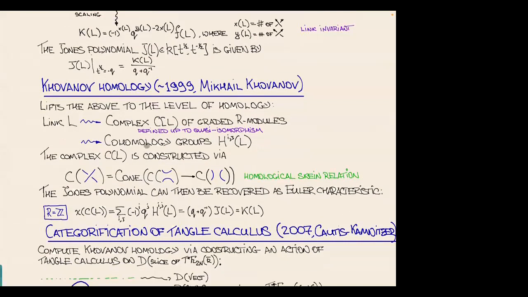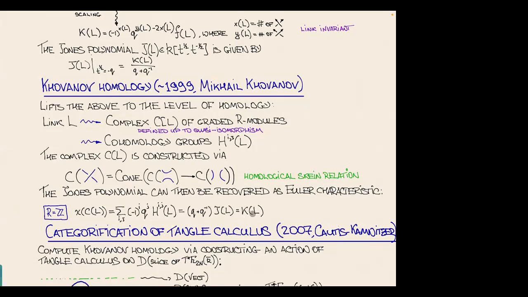So what you then get are graded R-modules. So cohomology groups will be bi-graded. They will have a grading which comes from which cohomology group in the complex they are, and a grading coming from the R-module itself. So we can recover the Jones polynomial as the Euler characteristic of this complex. We take a direct sum of minus one to the power of i, q to the power of j, H^{i,j}, the (i,j)-th cohomology group. And if you do that, you will get q plus q minus one times the Jones polynomial. So you'll just get the Kauffman bracket.